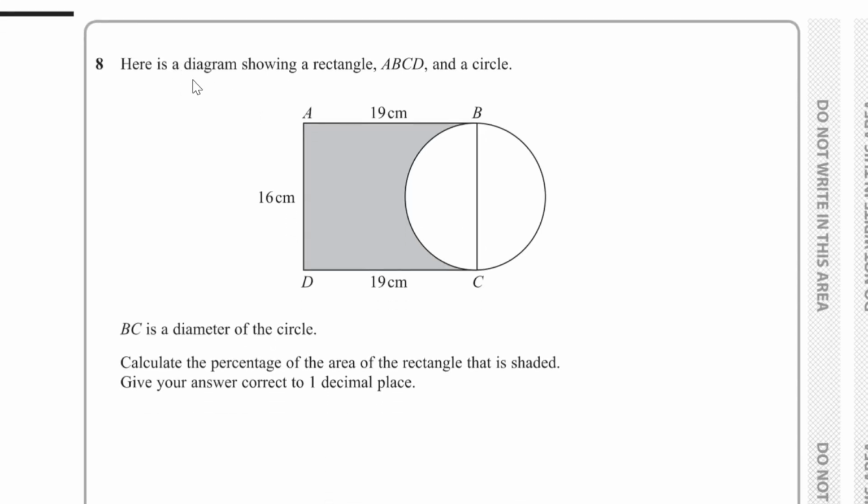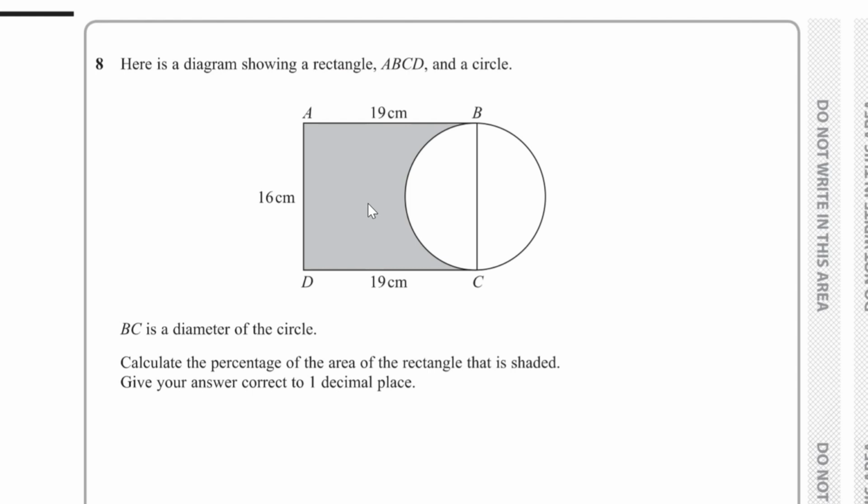Question number 8. Here is a diagram showing a rectangle ABCD and a circle. BC is a diameter of the circle. We have to calculate the percentage of the area of the rectangle that is shaded. Give your answer correct to 1 decimal place. So we need to calculate the area of the rectangle, and then from that find the percentage of the area of the rectangle that is shaded.